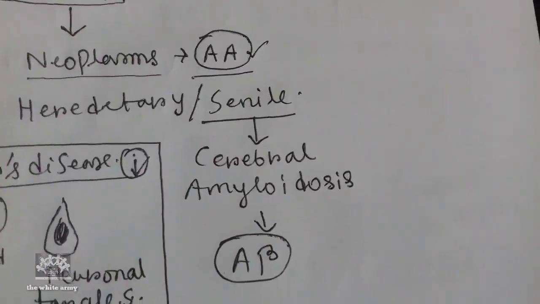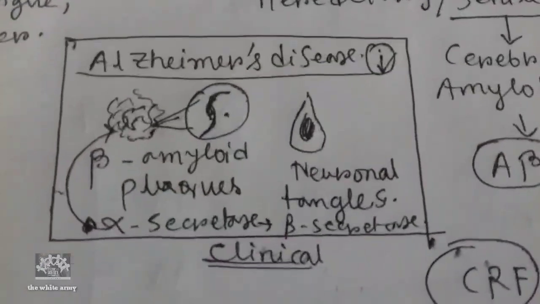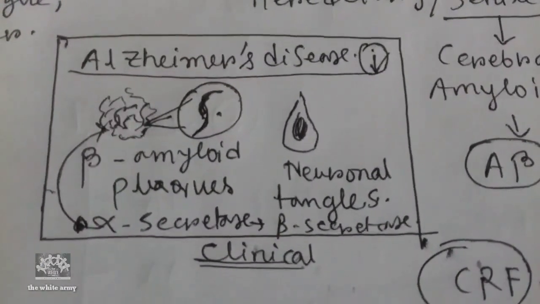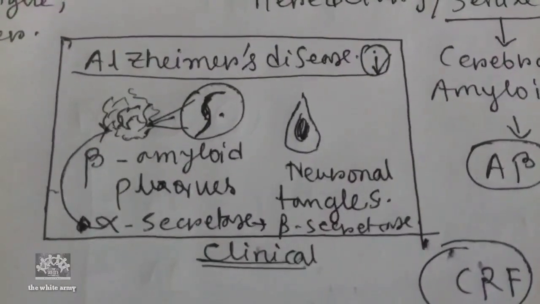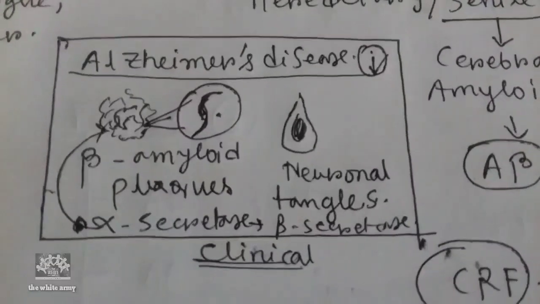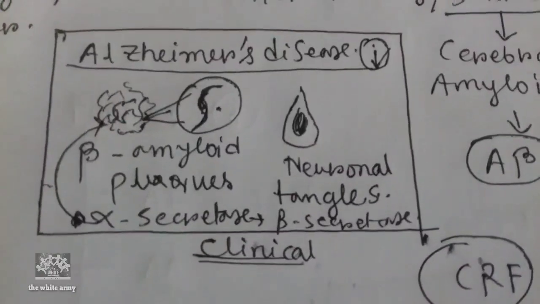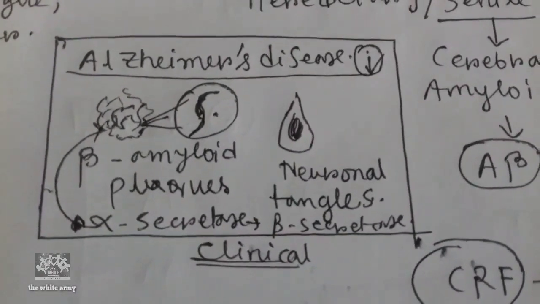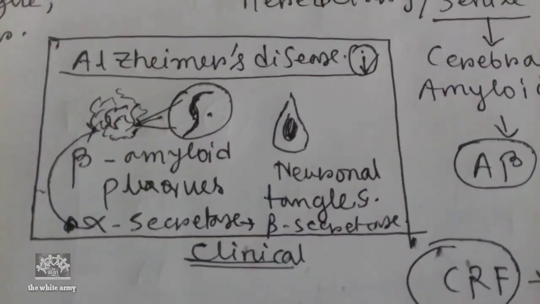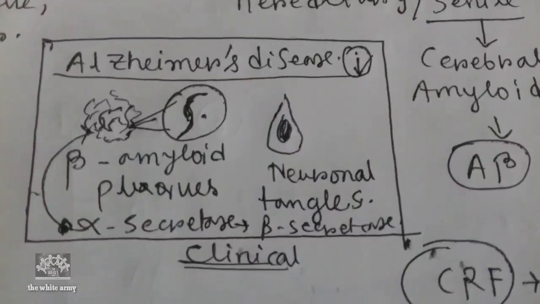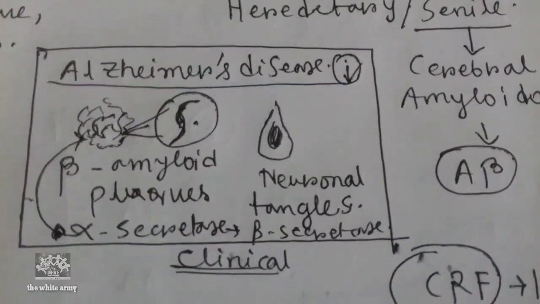In senile cerebral amyloidosis, we can see A beta type amyloids, which lead to Alzheimer's disease. Beta amyloid plaques and neuronal tangles are seen, which are the main clinical features of Alzheimer's disease. The plaques are due to amyloidosis, and it happens when a normal enzyme is replaced by an abnormal one. Alpha secretase is the normal enzyme, which is replaced by beta secretase in Alzheimer's disease. It causes synthesis of small fragments of beta amyloid, and they stick together to form beta amyloid plaques. This leads to Alzheimer's disease. This is the clinical importance.